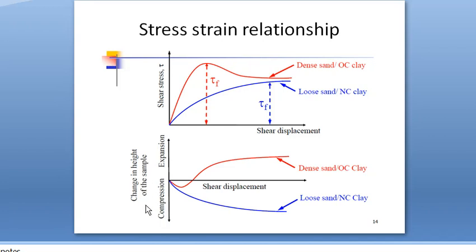And this graph shows the variation of change in height, that is variation of volume with respect to strain. This is the plot for dense sand. In the case of dense sand, the volume first decreases slightly and then it increases with further increase in strain. But in the case of loose sand, the volume decreases with increase in shear strain. This is the variation of change in height or change in volume with respect to strain. This is the stress strain relationship.